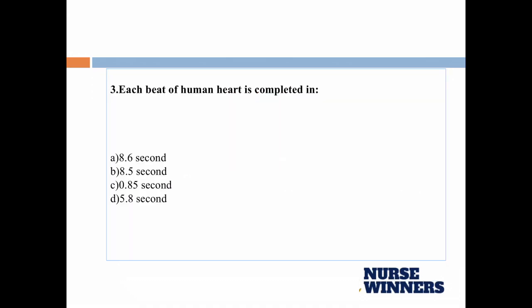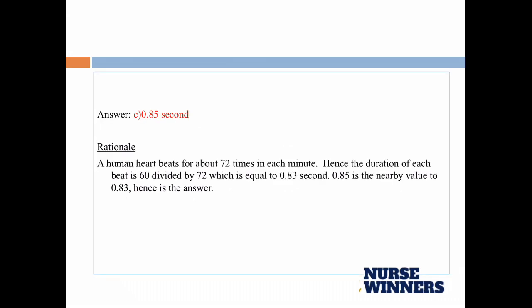Third question. Each beat of human heart is completed in: A. 8.6 second, B. 8.5 second, C. 0.85 second, D. 5.8 second. Answer: option C, 0.85 second.